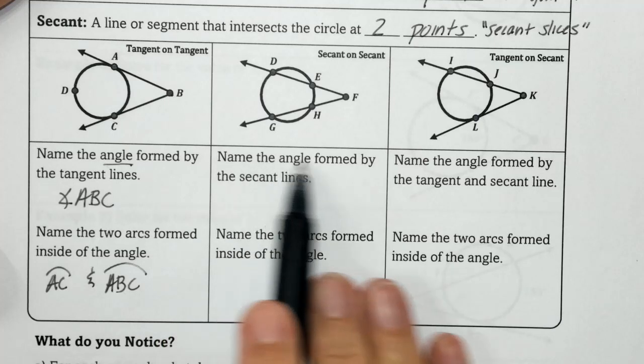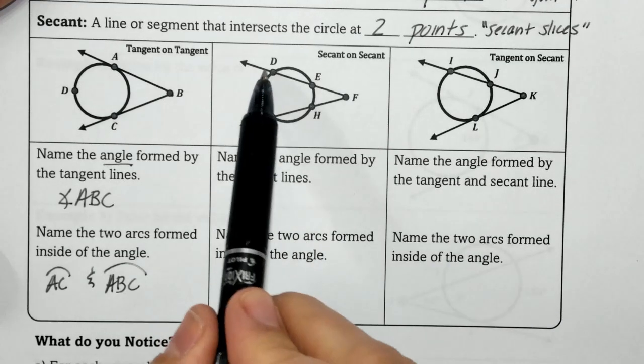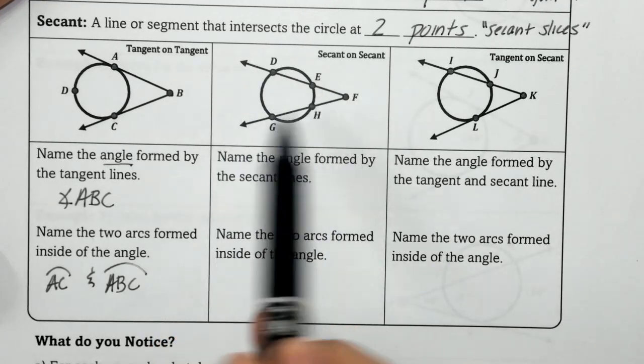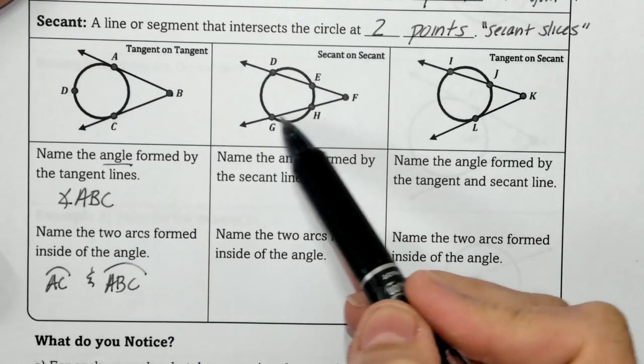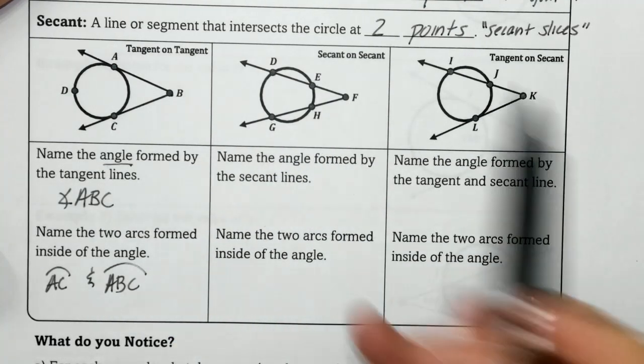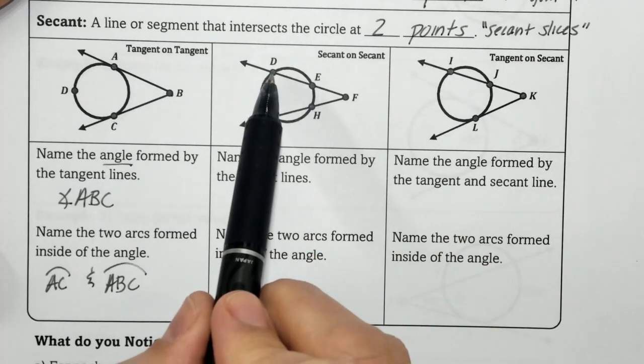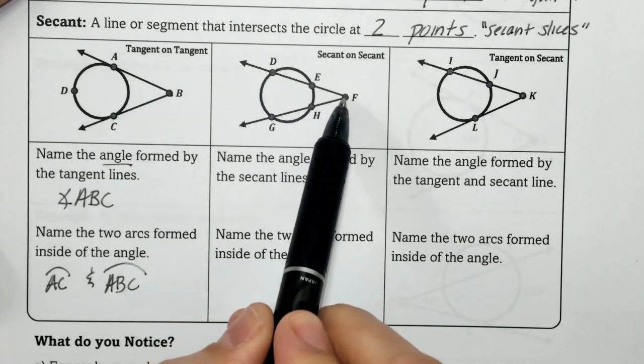Now we have two secants. So here we're going to name the angle formed by the secant lines. Same thing here. The vertex is at F. Whether you use D or E does not matter. Then whether you use G or H, it does not matter. I just typically go for the furthest away. So we have angle DFG.